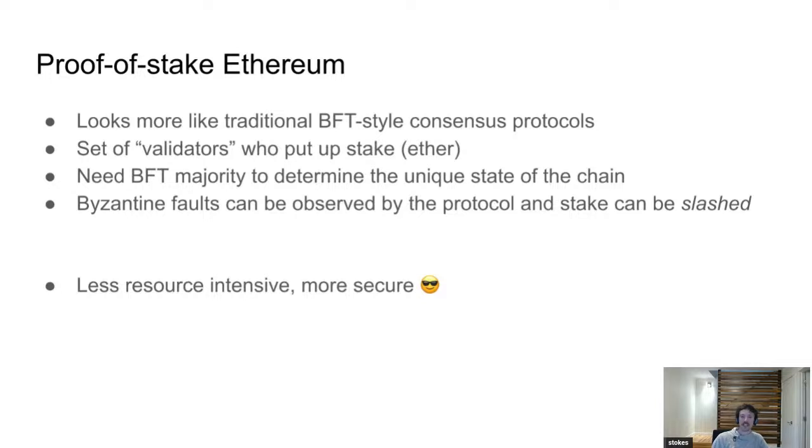This is what we mean when we talk about slashing: we can delete this stake when we observe one of these faults. So ultimately, especially compared to these proof of work chains, it's less resource intensive and more secure. Sounds pretty cool.